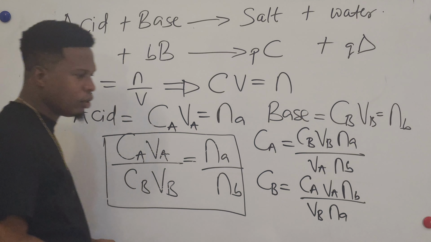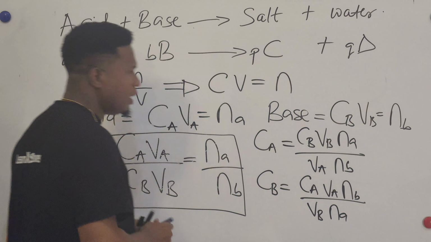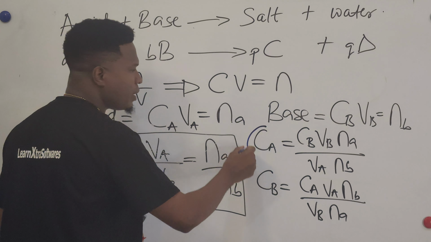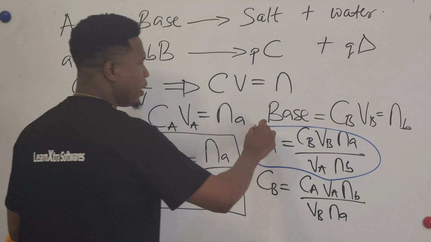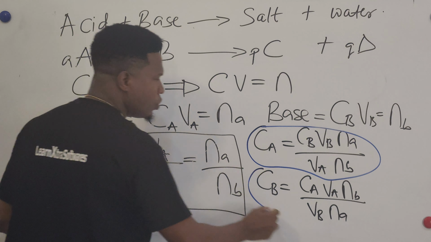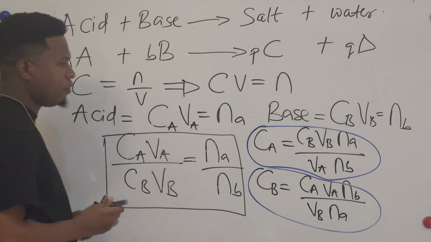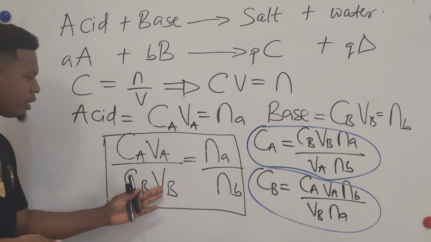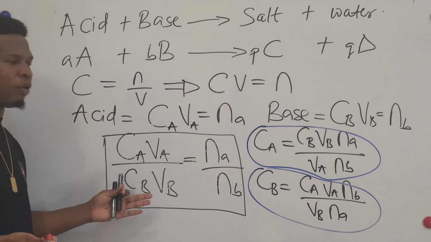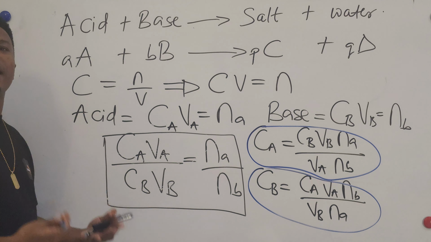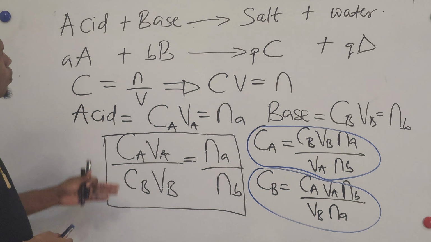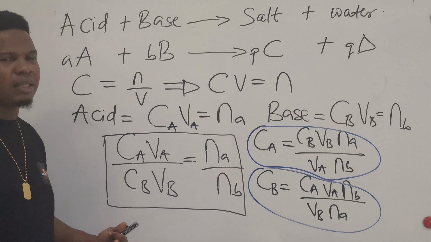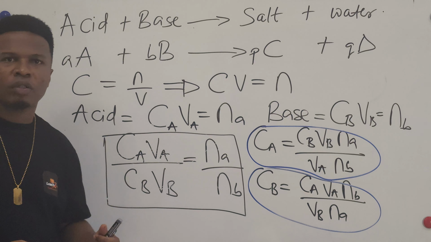So from the expression, you could see that I have successfully made this subject. So we can use this to solve for Ca. You can also use this to solve for Cb. So you can also make any one, whether the volume of the acid or the base, depending on what you are looking for. You can also make this out of the formula and get whatever you are looking for. So this is what we call the equation that relates the acid and base in terms of neutralization reaction.